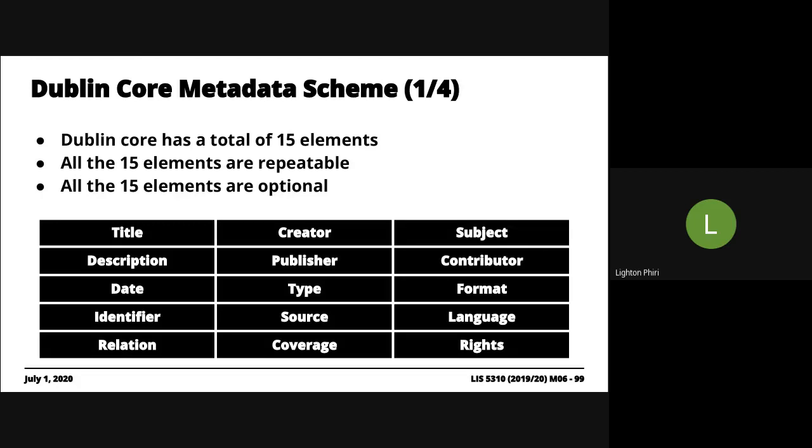But at the very least, when you're tagging information, maybe you would want to provide a title associated with that object and maybe a bit of descriptive text, right? Which is an abstract in the case of scholarly research output. I don't know if this is making sense. So all 15 elements are both repeatable and optional.